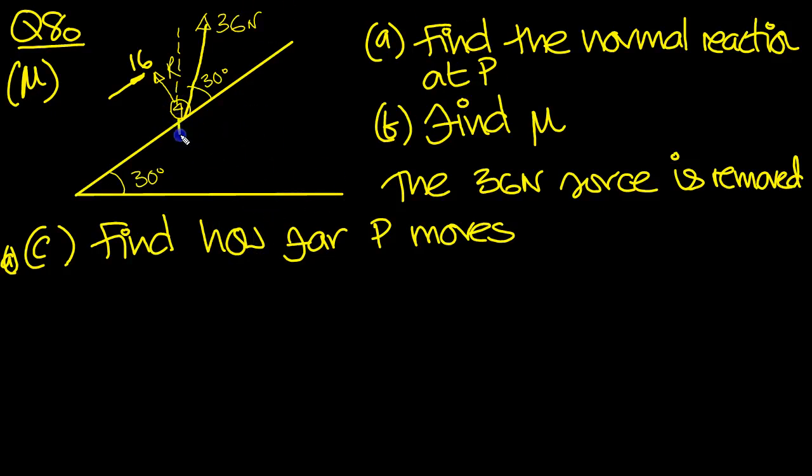So basically this 4 kilogram particle has a weight of 4g acting vertically downwards. We now have a reaction which I've already drawn in here, perpendicular to the slope. So we can draw this line through here. This is 30, this is 60. So this angle in here is 30.